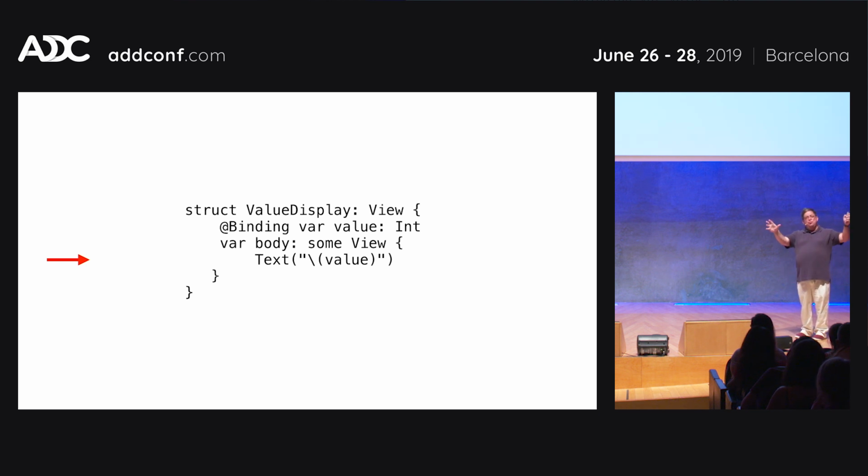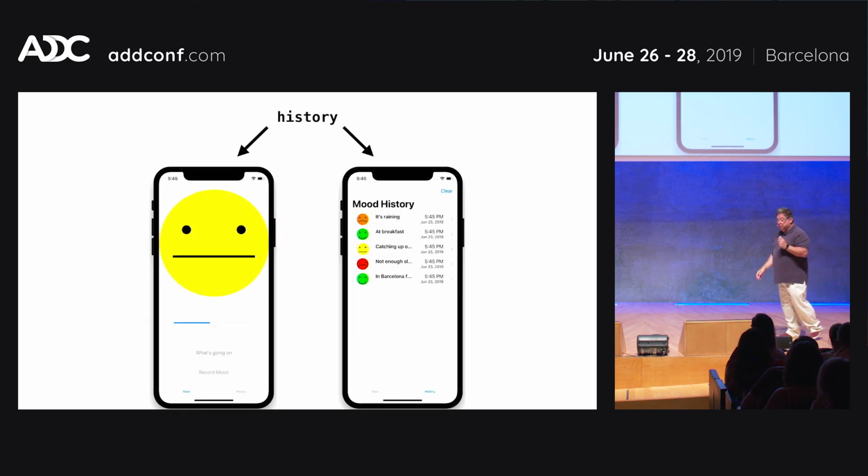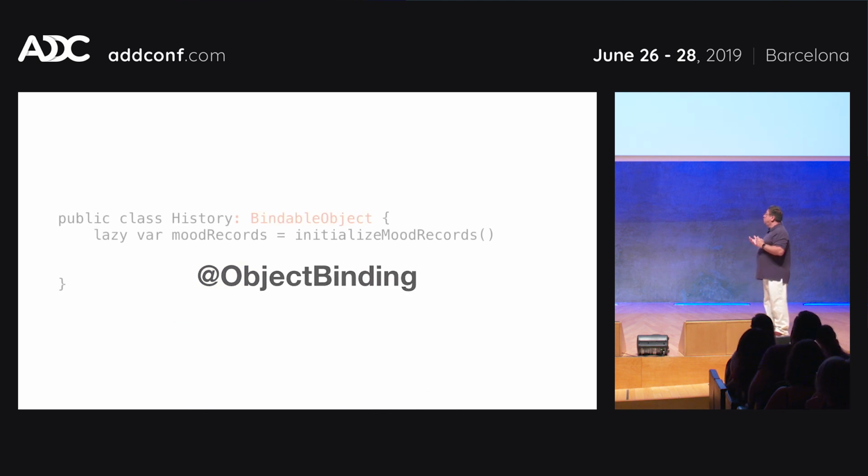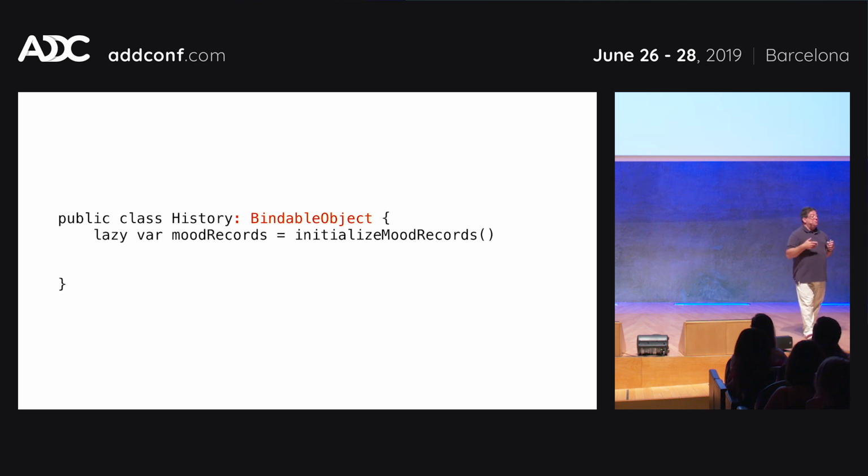But in my 2 views here, I can't use binding because I'm already getting the message that this guy updated. I'm just not getting the message that I need to refresh this view. So what object binding says is, look, you're connected with a history. I need to somehow let you know that something has happened. And so, history has to be a bindable object.